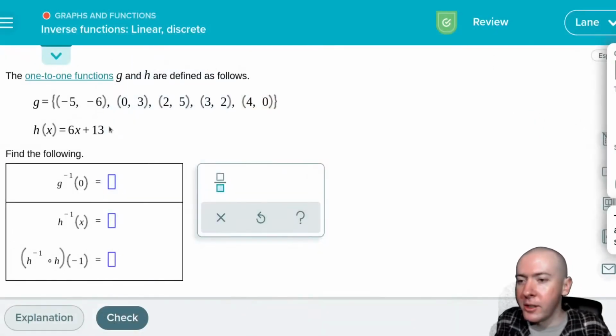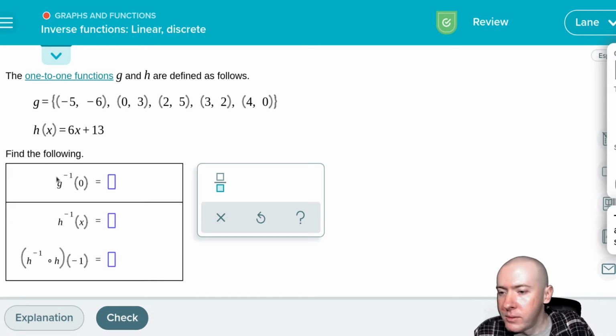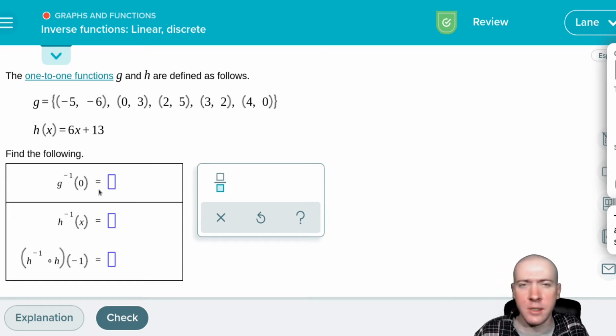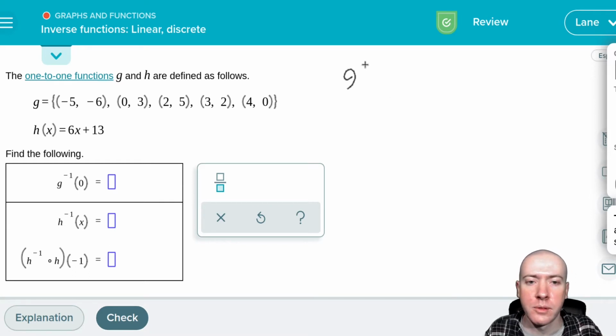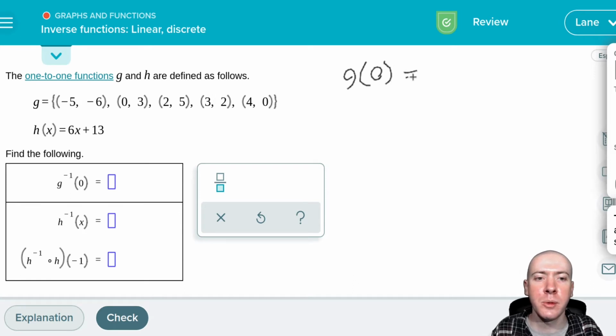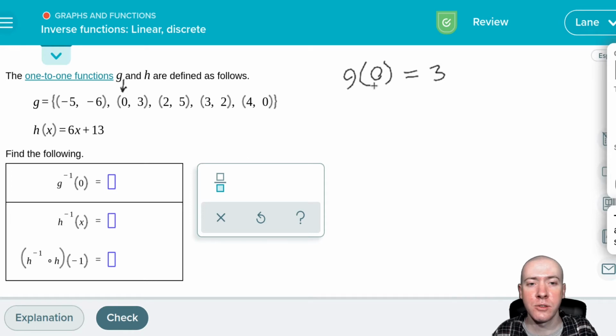So let's take a look at this problem. The first thing we need to do is find g inverse of 0. The function g is right here. If we were going to find g of 0, we would look for the point that has the x value 0. This one does, and so g of 0 would be 3. That corresponds to the point (0, 3).